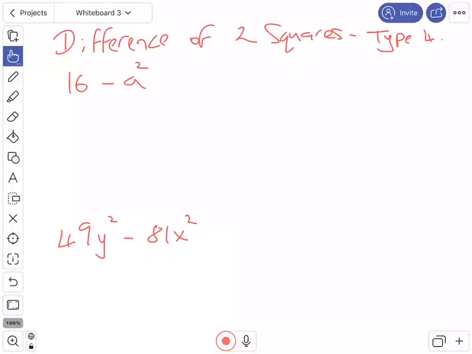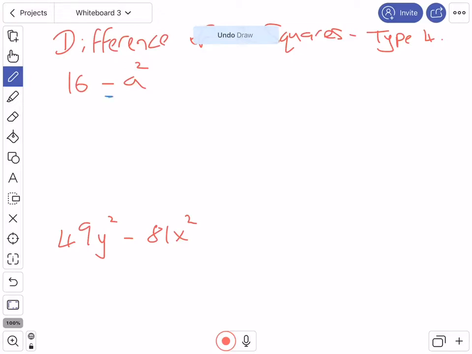The last type that we're going to look at then for factorising is difference of two squares. This is the fourth type. So in difference of two squares, the main thing here is about spotting when to do this. So we know when to do this because every number that we see, we can get the root of, and every letter that we see is squared. So that's how we know it's this type.